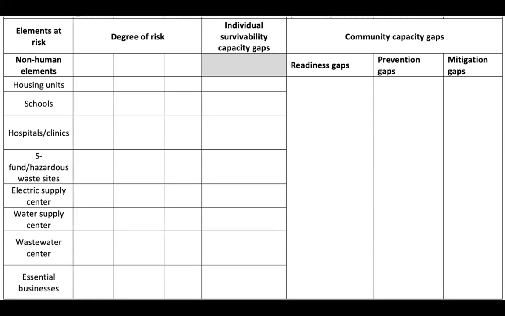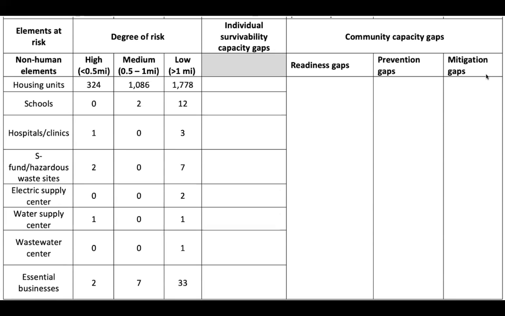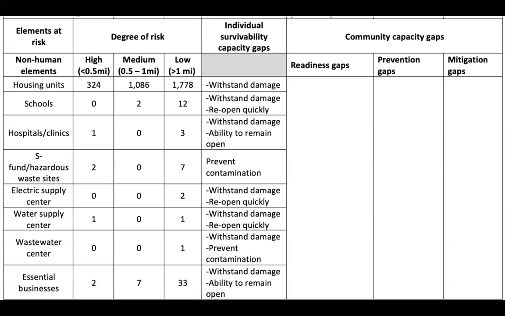So just like we did for the human elements, we'll copy over our counts by distance to the shipyard for each of these non-human elements back from our vulnerability assessment form here. The individual survivability capacity gaps for non-human elements reflect what each of these elements provides or contains for people during a hazard and include being able to withstand damage, reopening quickly, and in some cases, like our hospitals and essential businesses, being able to remain open, as well as preventing contamination for our hazardous waste sites and wastewater center.